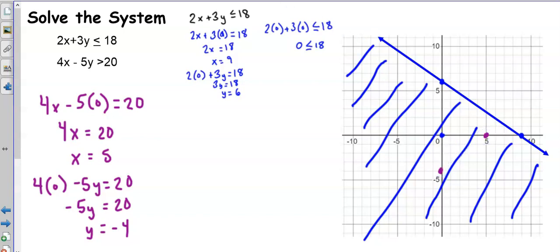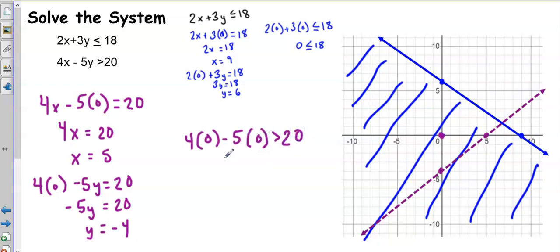This time, I'm going to have a dotted line, and when I check to see where I need to shade, I'll use my test point 0, 0 again. So I'll put 0 in for x and 0 in for y. And when I simplify the left side of this inequality, I have 0 is greater than 20, which is not true. 0 is not greater than 20. So 0, 0 does not get shaded. So I'm looking at the other side of the line.